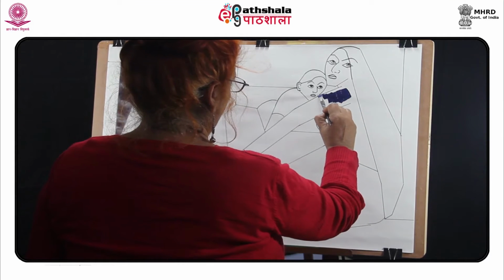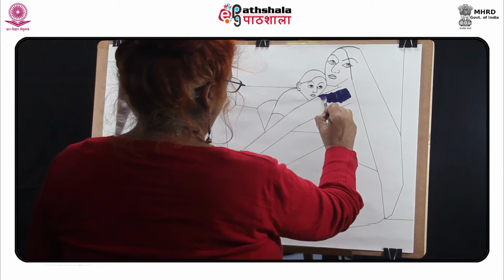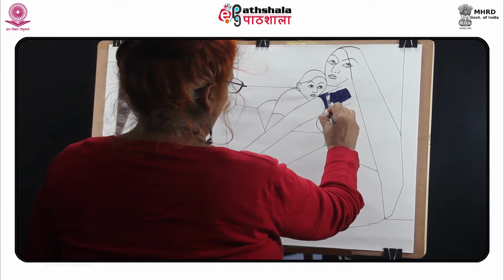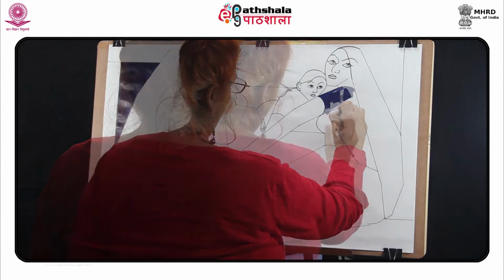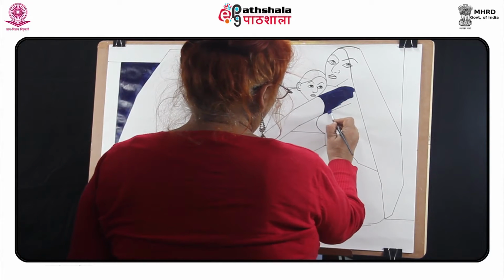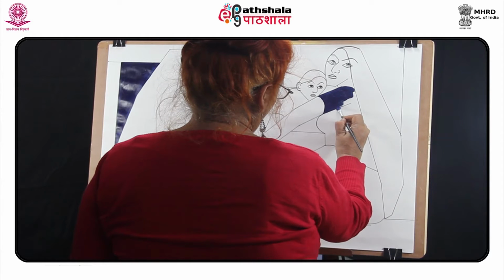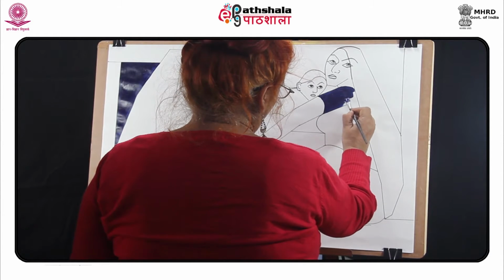Now you have to fill all the forms with different shades. You can use a flat brush to create a smooth surface. I apply this shade at different spaces of the composition.